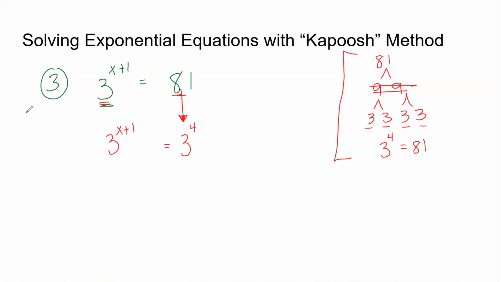And now we can do it. 3, 3. Kapoosh, kapoosh. x plus 1 is 4, minusing 1, and x is 3. So we had to change the 81 to have the same base as the left side. It became kapooshable, and we were done.